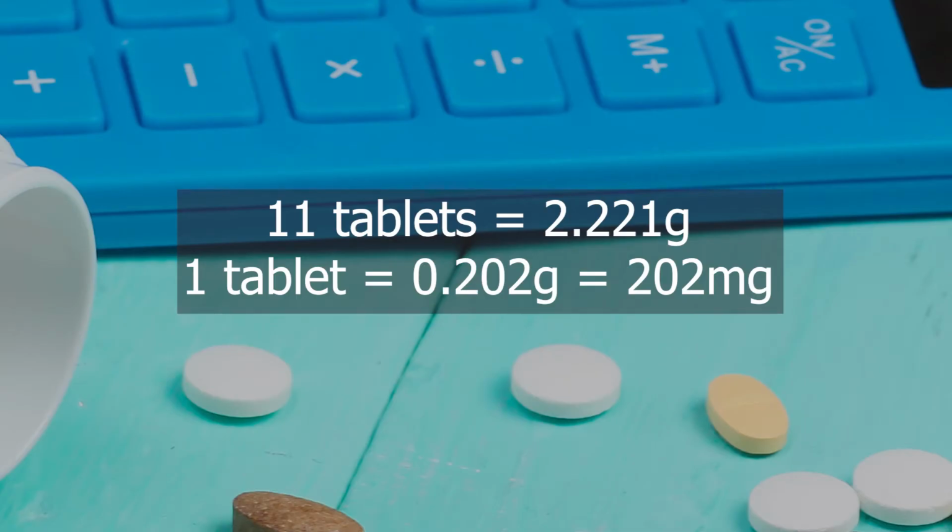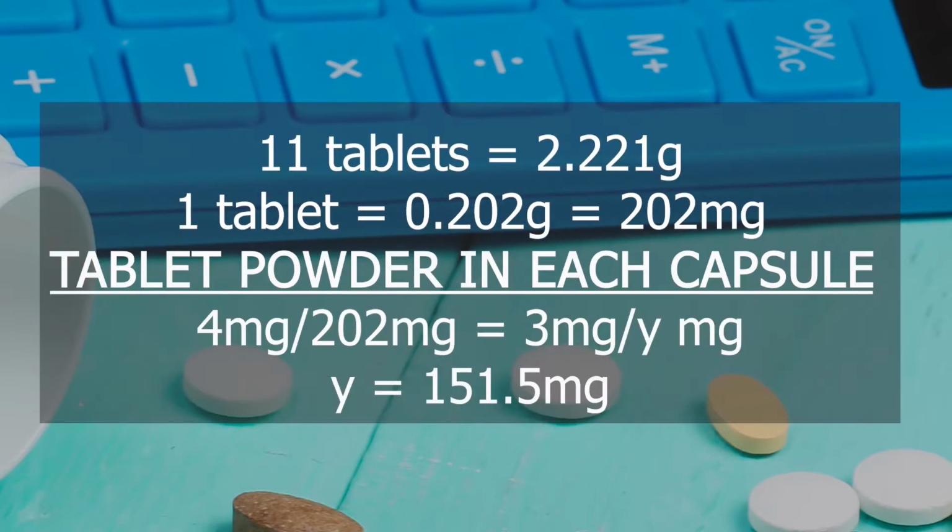So I found that 11 tablets weighs 2.221 grams, so now I can find the average weight of one tablet to be 0.202 grams or 202 milligrams. Now, using the average weight of the 4 milligram tablet, I can calculate how much tablet powder is needed to contain the desired 3 milligrams of chlorpheniramine. And so that calculates out to be 151.5 milligrams. This is the amount of tablet powder that will be in each capsule.